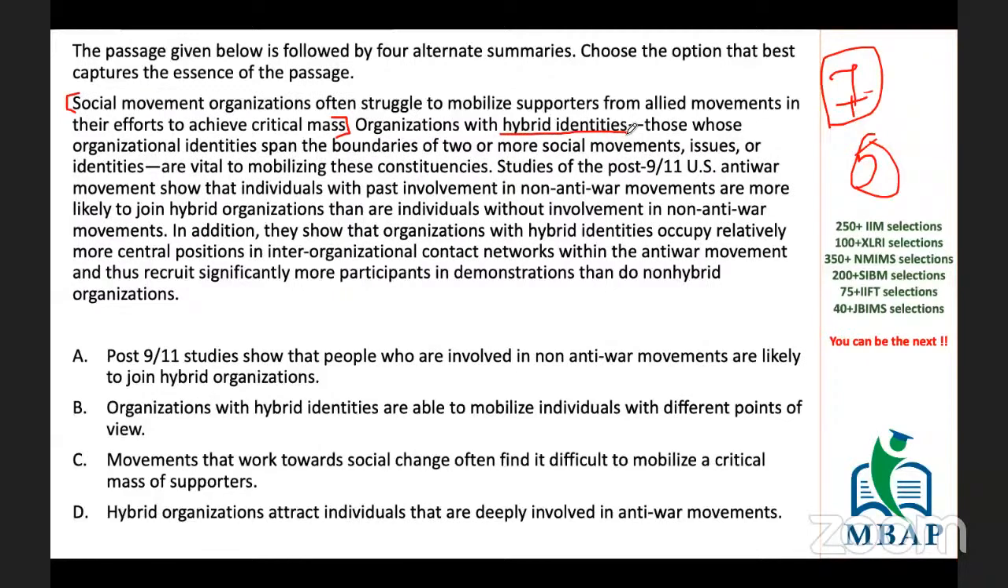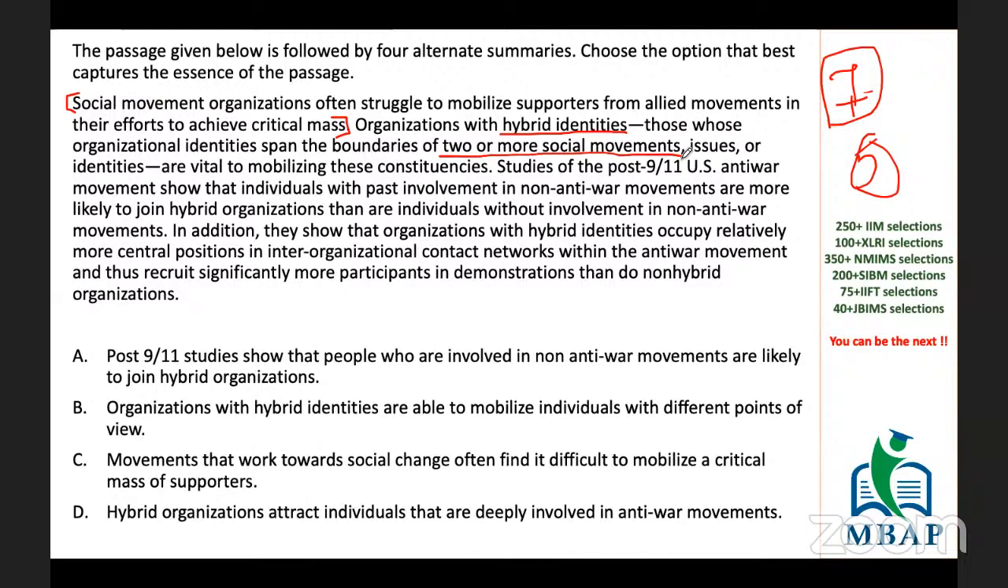Then I'm talking about hybrid identities only in the rest of the passage, saying that these hybrid organizations, those whose organization identities span the boundary of 2 or more social movements. ठीक है, यहाँ पे given है 2 or more social movements who has a hybrid organization. This is what I'm explaining.